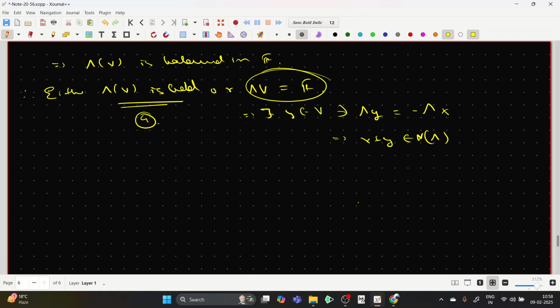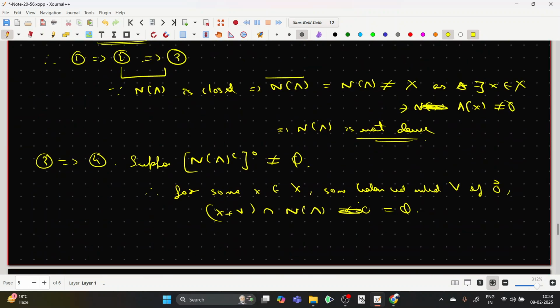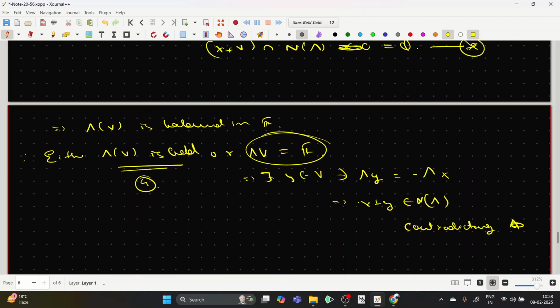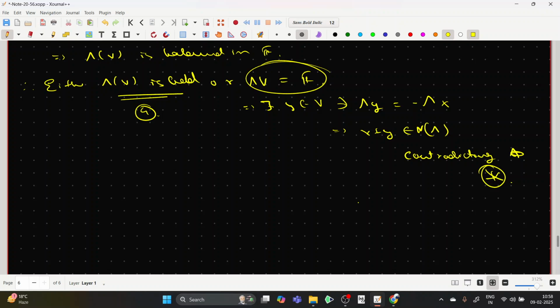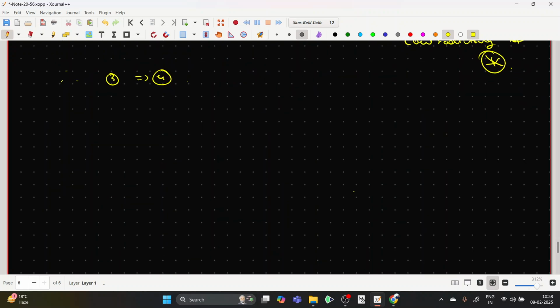But this contradicts the starting assumption. I do not mean statement one, I mean this. So let this be star. So contradicting star. Okay, therefore 3 implies 4. Now 4 implies 1 is left as an exercise, intentionally being left as an exercise.